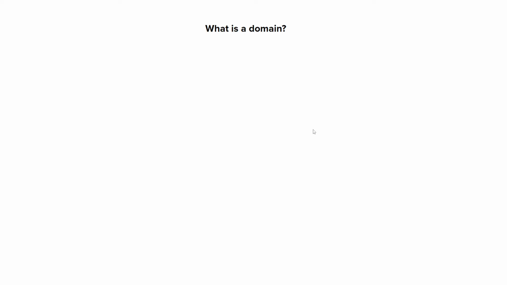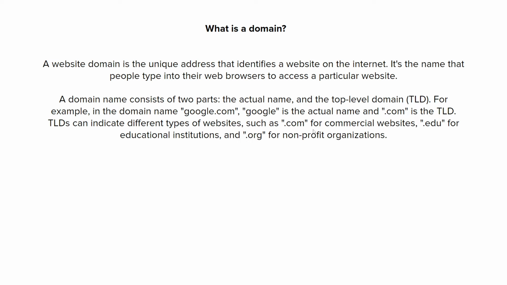So what is a domain? In the context of websites, a domain refers to the unique address that identifies a website on the internet. It's the name that people type into their web browsers to actually access a particular website. A domain consists of two parts, the actual name and the top-level domain. So for example, in the domain name google.com, Google is the actual name and .com is the TLD.